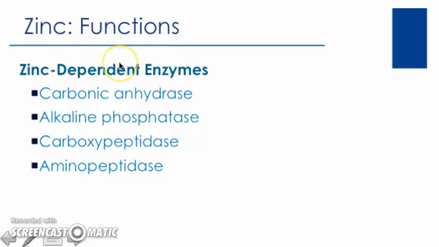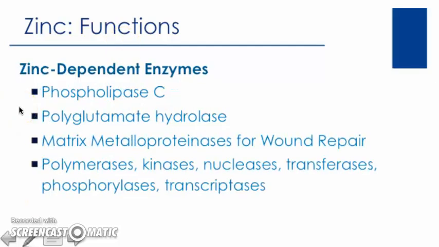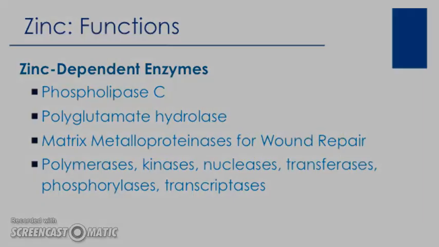We see other zinc-dependent enzymes, so carbonic anhydrase, alkaline phosphatase, carboxypeptidases, and aminopeptidases. So in addition to its involvement in superoxide dismutase, there are additional zinc-dependent enzymes. We see further additional zinc-dependent enzymes here, and their role in various processes. For example, its involvement in matrix metalloproteinases. So its involvement in this enzyme actually assists with wound repair or wound healing.